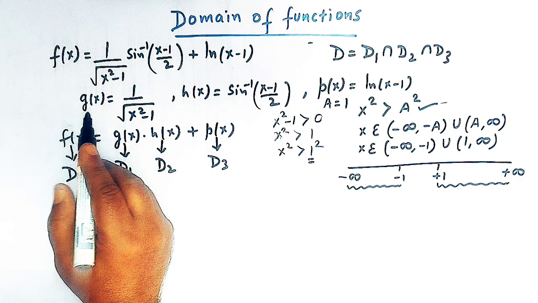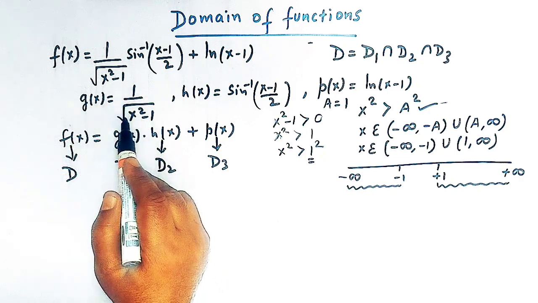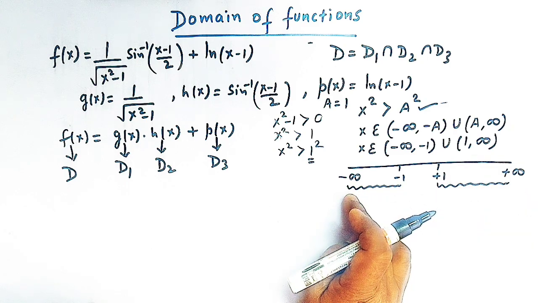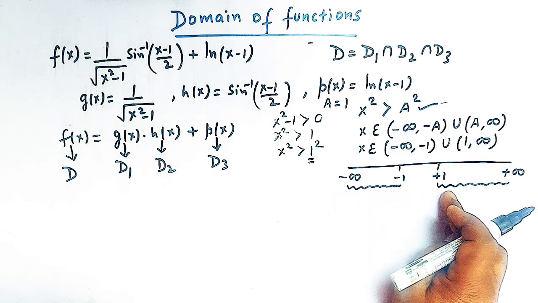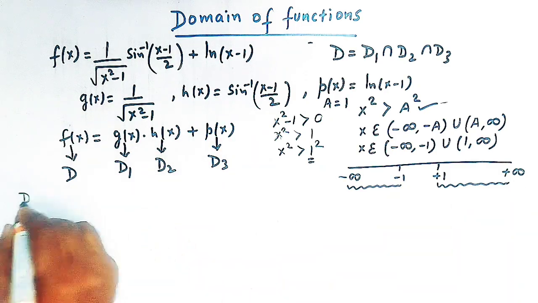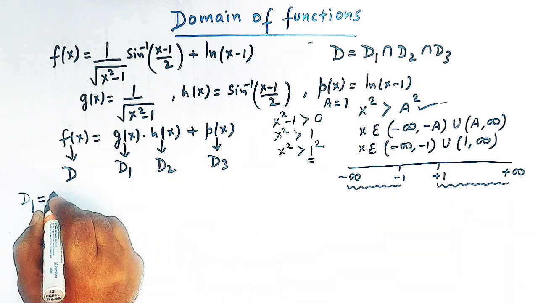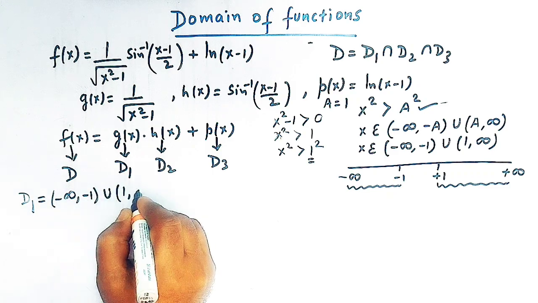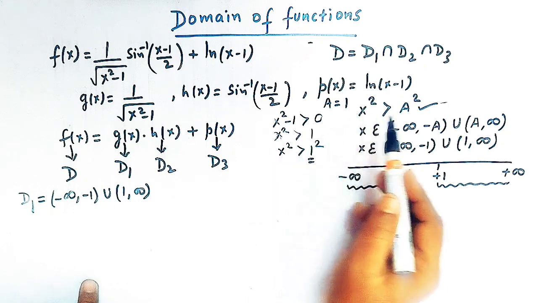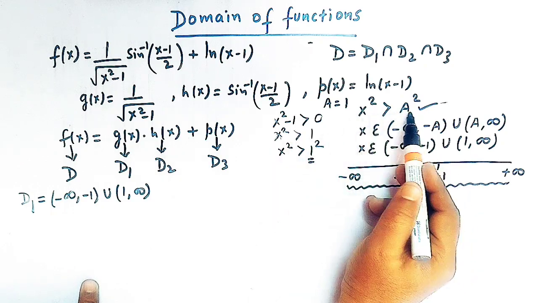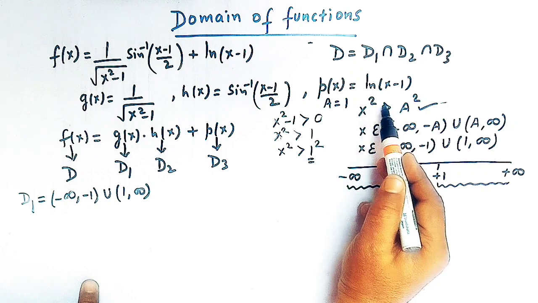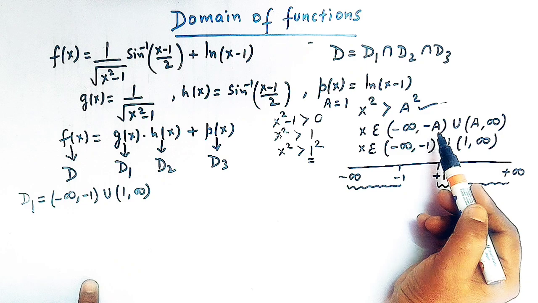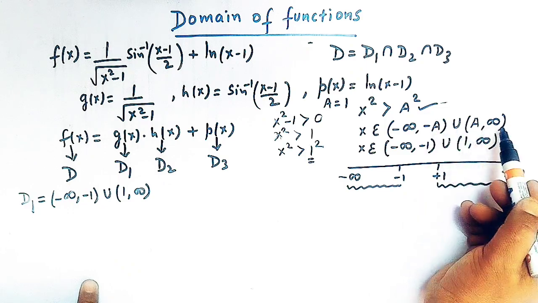So the domain of this function 1 over square root of x square minus 1 is given by this region, that is from minus infinity to minus 1 and 1 to infinity. So we can now write here D1 is given by minus infinity to minus 1 union 1 to infinity. And here we have used the direct result for the solution of this inequality, that is x square greater than a square, and the solution is x belonging to minus infinity to minus a union a to infinity.